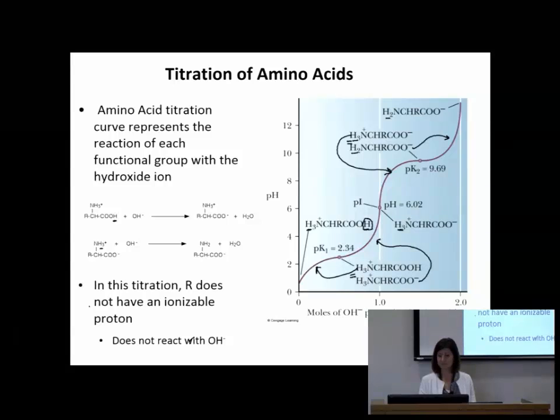There's another new term here, this PI. It's called the isoelectric point. We're going to talk about it later, but the isoelectric point is the pH at which you have only a net neutral molecule. So here we have positive and negative on the same molecule, and we only have that. So that's what we call the isoelectric point. We're going to go over the definition later. Slide 27.